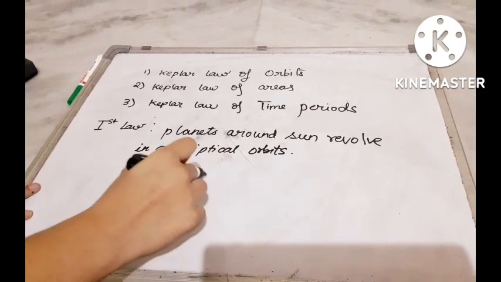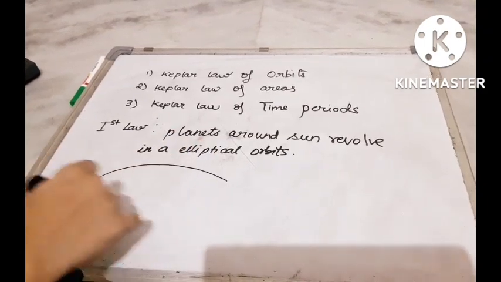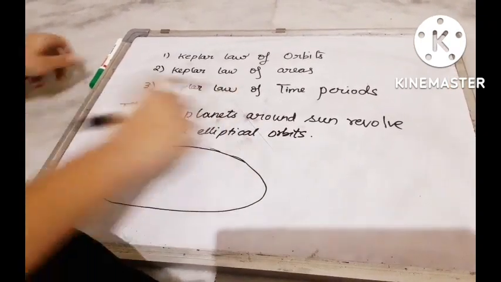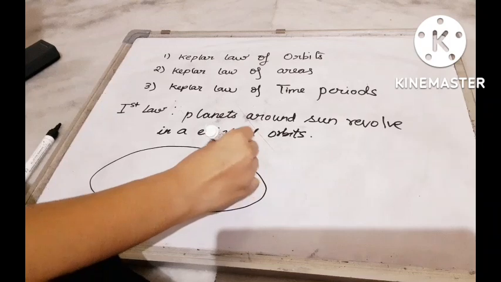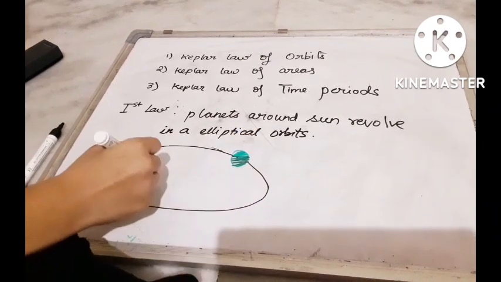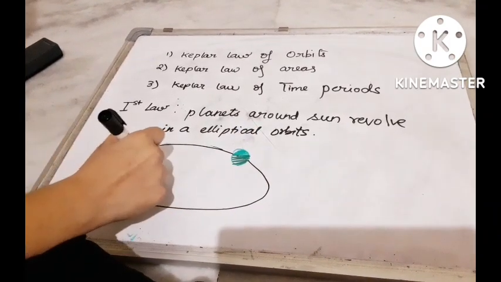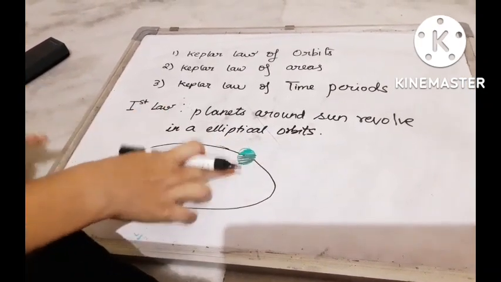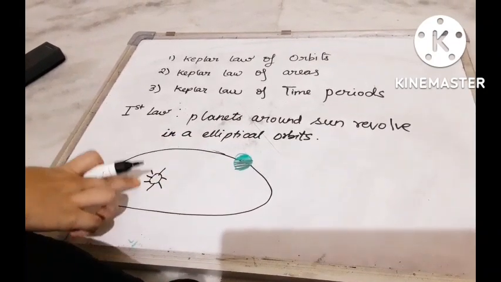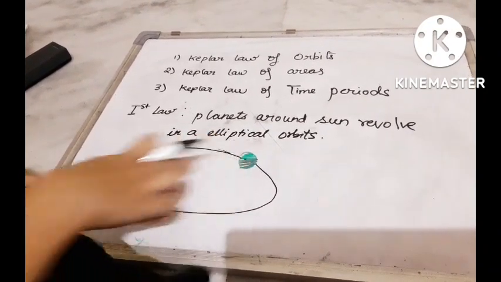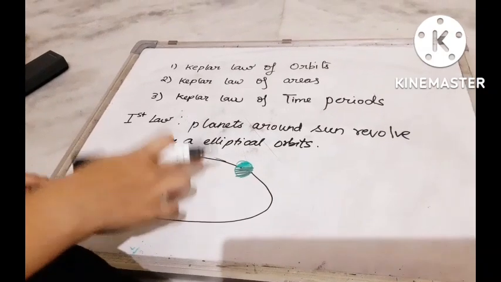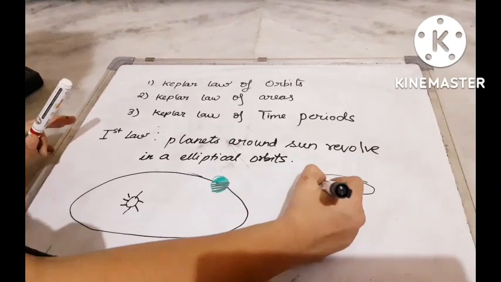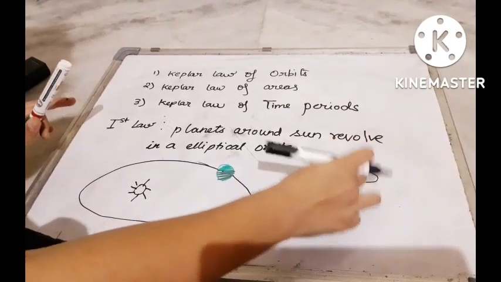That if you consider this is an ellipse, this is an elliptical orbit in which this planet is revolving. For example, this planet is revolving and this is your sun over here. So he stated that this planet is going to revolve around this sun in an elliptical orbit, and the sun is located at one of the focus. The ellipse has two foci. This is focus A and this is focus B. So two foci it has.